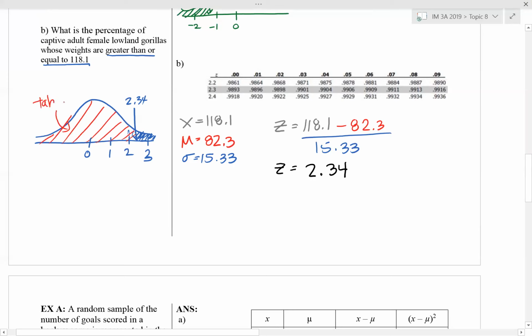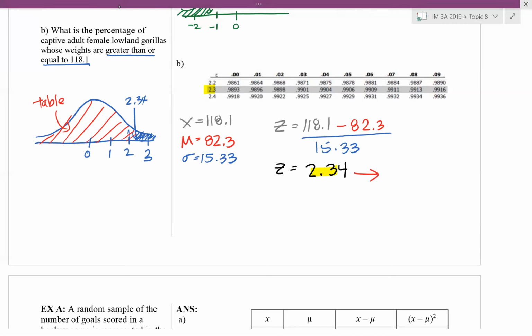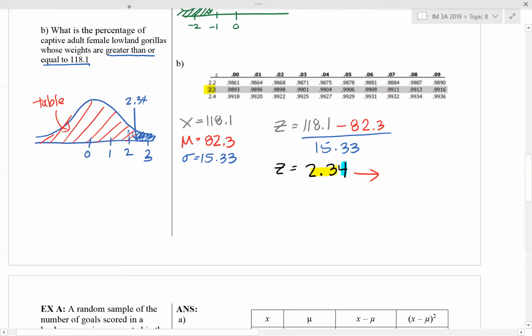Okay, so when I look up 2.34 on the z-score table, so I'm looking at positive 2.3 on the left side, and then 0.04 across the top, that's going to give me the decimal value of 0.9904. So that means that 99.04% of the data is here.